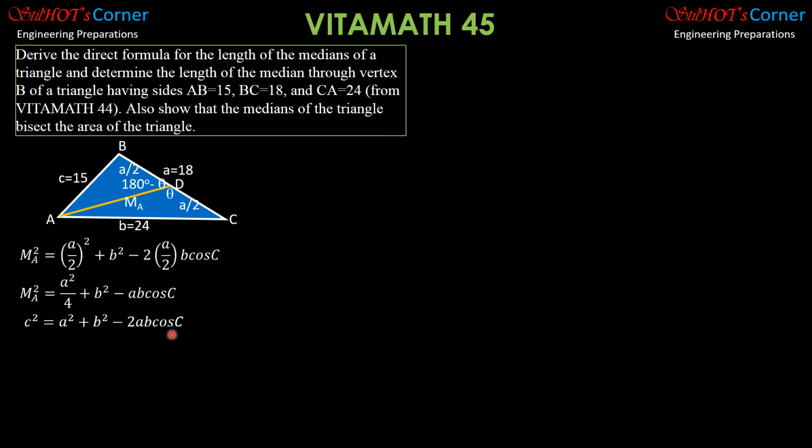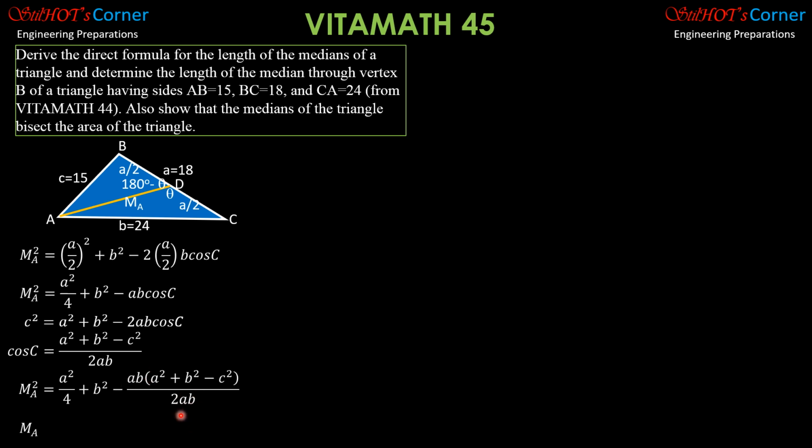Then solving for cosine angle C, it is equal to A square plus B square minus C square all over 2AB. We then substitute cosine C into this equation here. So MA square equals A square over 4 plus B square minus AB times cosine angle C, which is quantity A square plus B square minus C square over 2AB. We first cancel AB and simplify: MA square equals A square over 4 plus B square minus quantity A square plus B square minus C square all over 2.